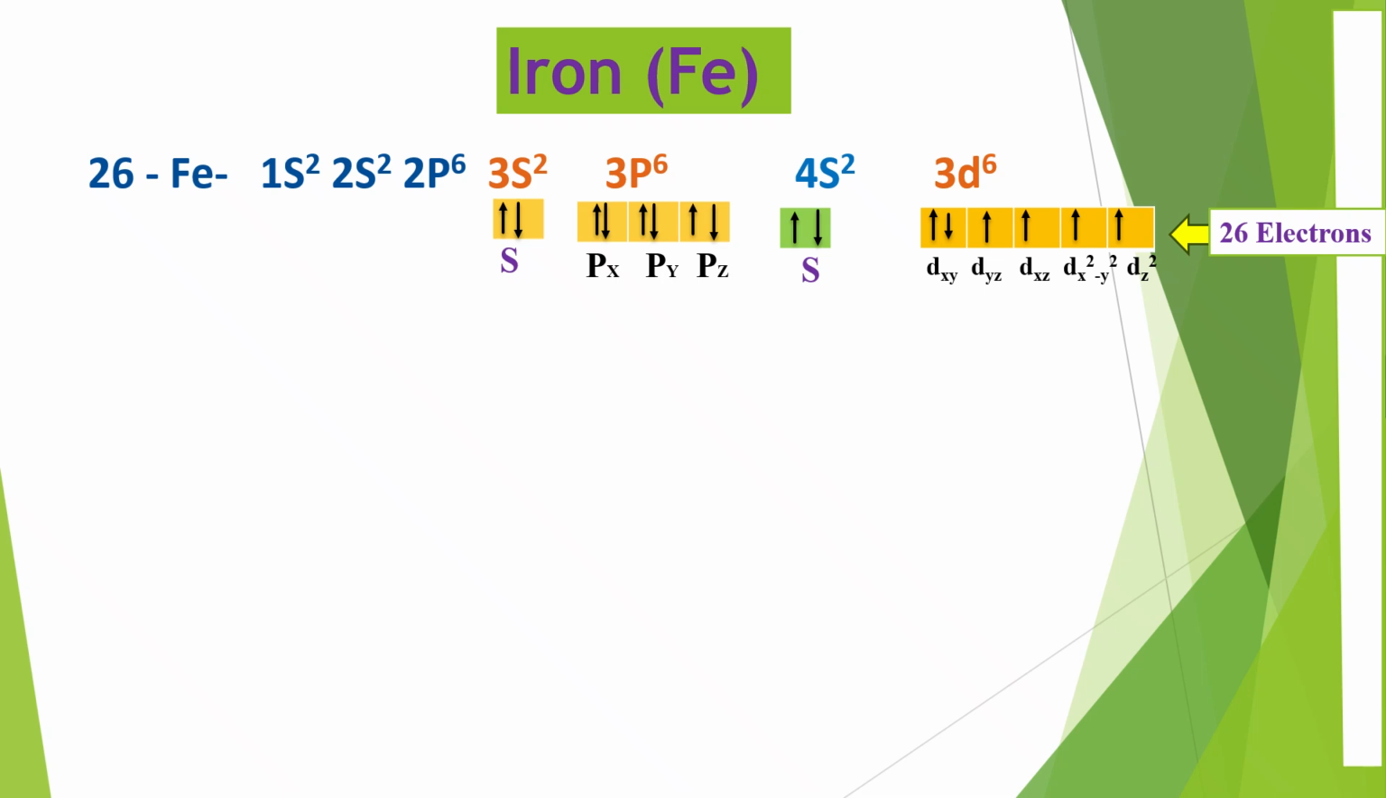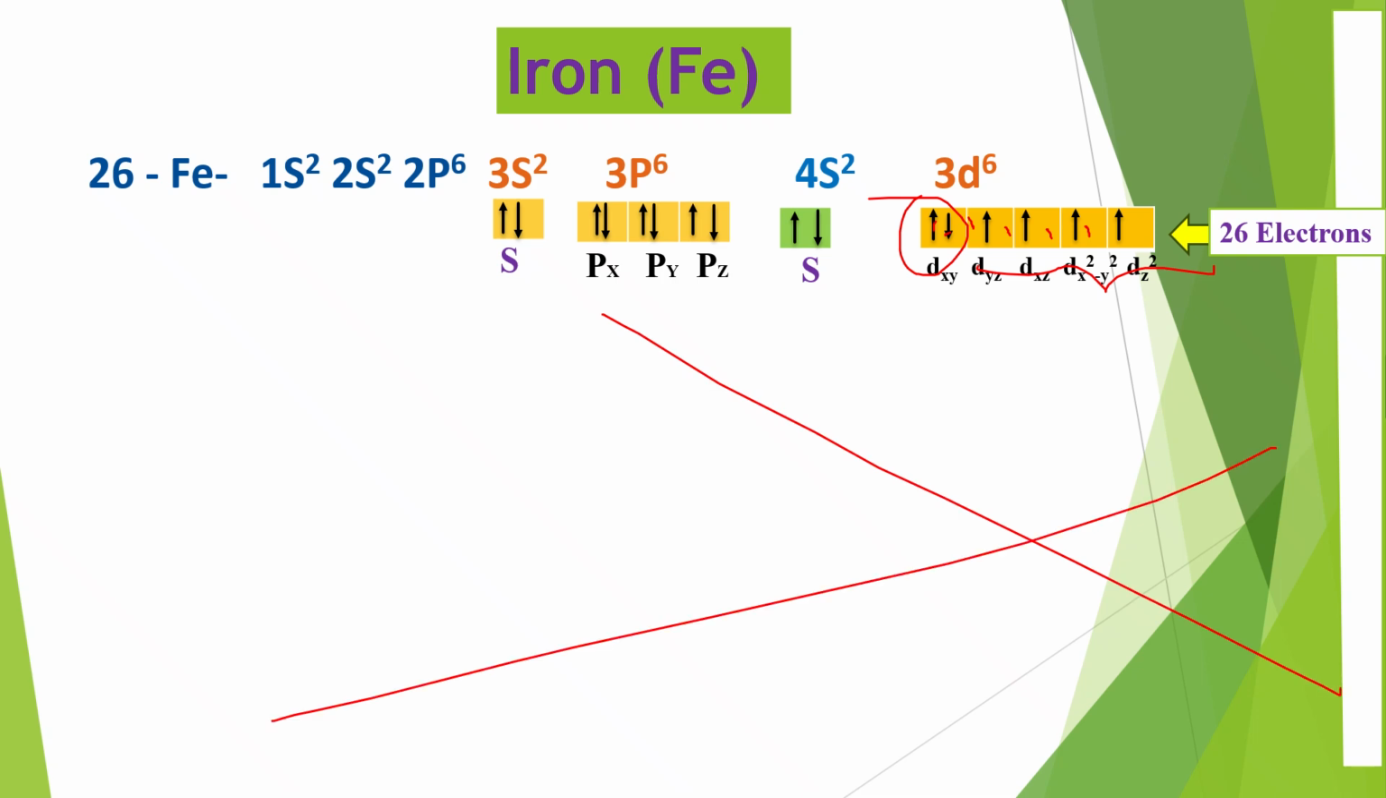So like this, s contains 2 electrons, p contains 6, s contains 2, then d contains 6 electrons. Means first 1, 1, 1, 1, 1, then pairing of electrons takes place according to Hund's rule. It contains 4 unpaired electrons. Is it a stable atom? No, it is unstable. Why? Because it contains unpaired electrons. They are ready to form a bond with another atom. So that's why it is unstable.